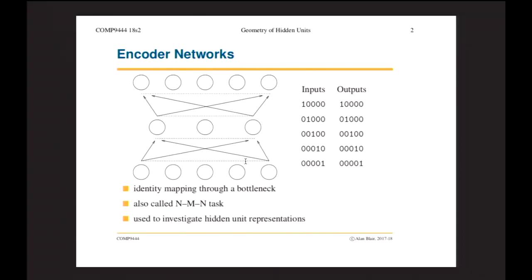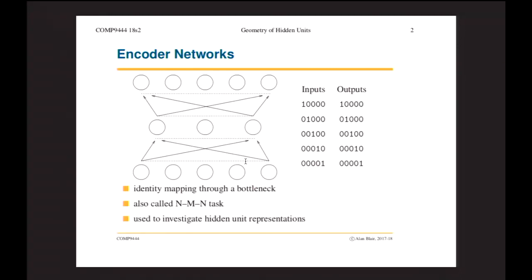I'm going to talk about this encoder task. So this serves two purposes. For our purposes today, the main benefit of this task is that it's a simple situation in which we can have a good visualization of the hidden unit dynamics. But when we get to the very end of the course, we'll also be looking at other encoder networks that are based on this principle and are a little bit more sophisticated.